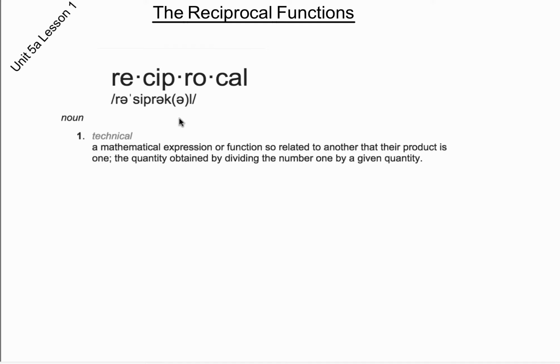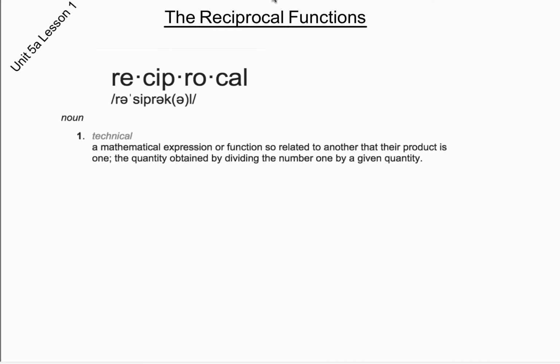And it could have been in Unit 5, but we did enough with the trig. It's still staying on the trig, but we're taking it just a little further. You're going to be learning about the reciprocal functions. So here we have the definition of reciprocal. Mathematically, it's a function that's related to another so that their product is 1 when multiplied. The quantity obtained by dividing a number by a given number and getting a quantity of 1.